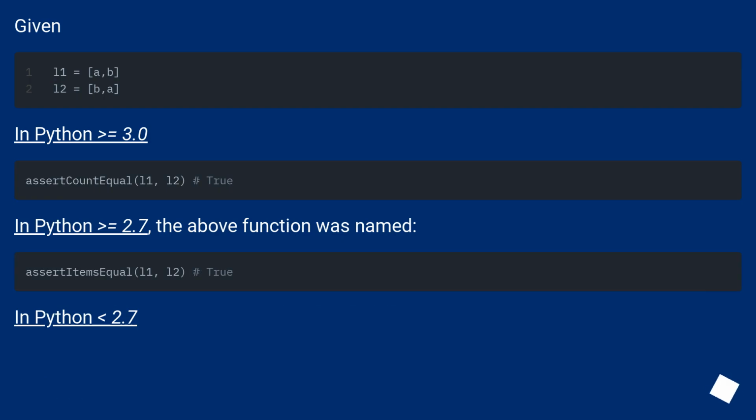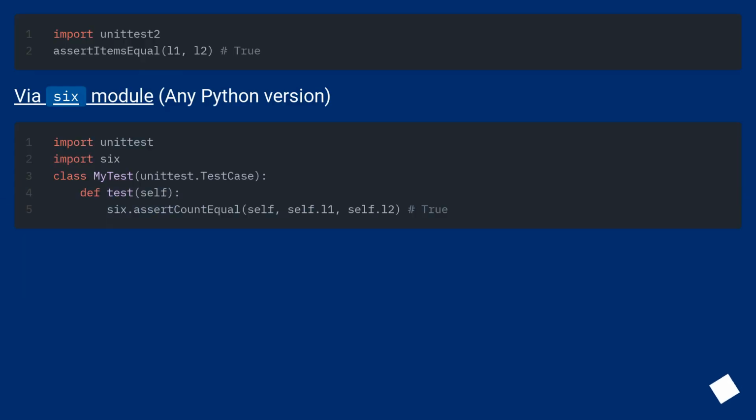Given. In Python greater than or equal to 3.0. In Python greater than or equal to 2.7, the above function was named. In Python lower than 2.7. Via the six module, any Python version.